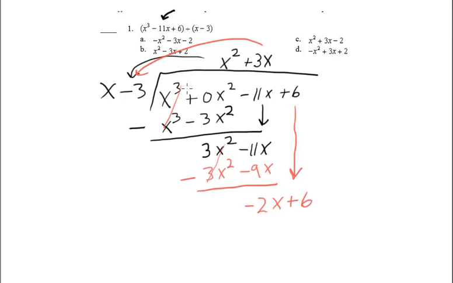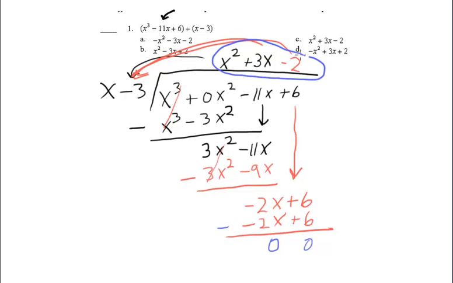Well, how many times does x go into negative 2x? Well, negative 2 times, so minus 2. That gives me negative 2x. And negative 2 times negative 3 is positive 6. So I subtract again, changing colors. And 2 minus a negative, that's the same as saying a positive, so that's 0. 6 minus 6 is 0. So my answer is right here. X squared plus 3x minus 2, which is answer choice C.